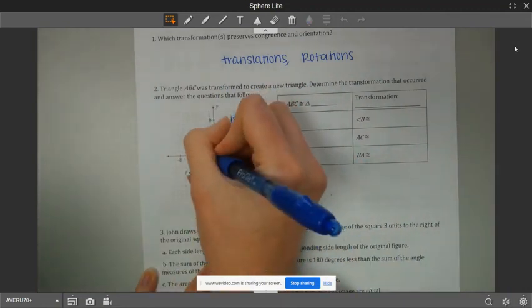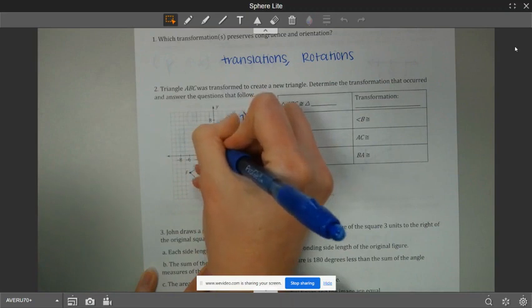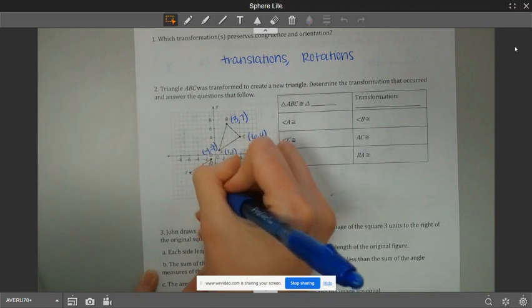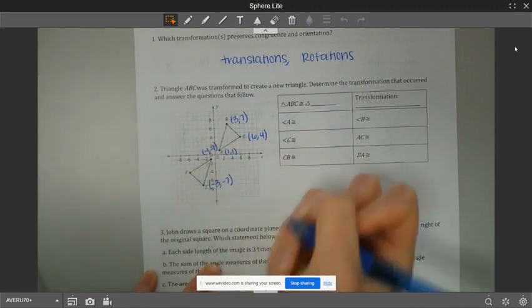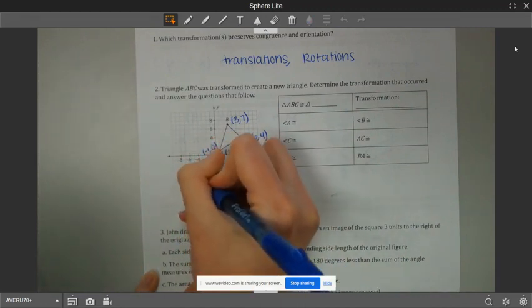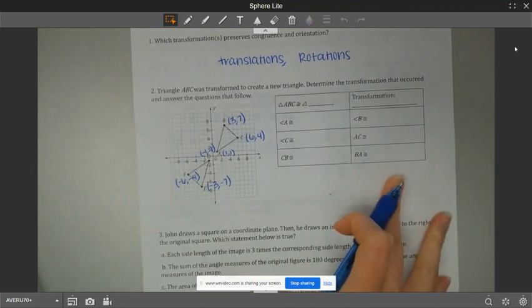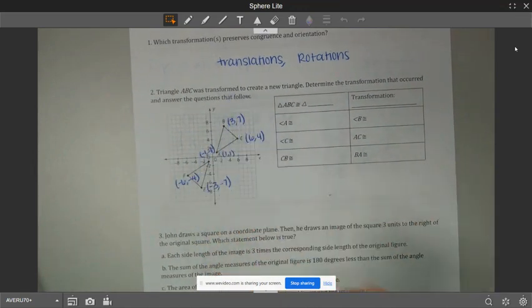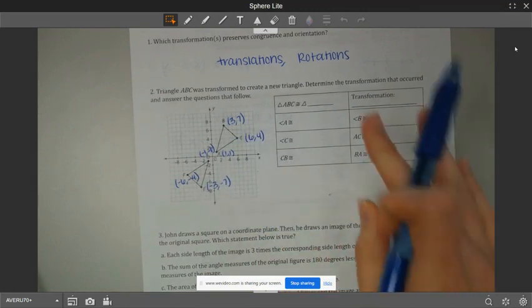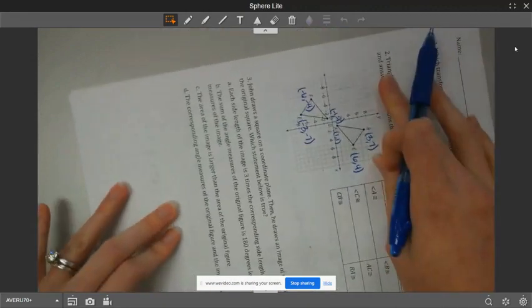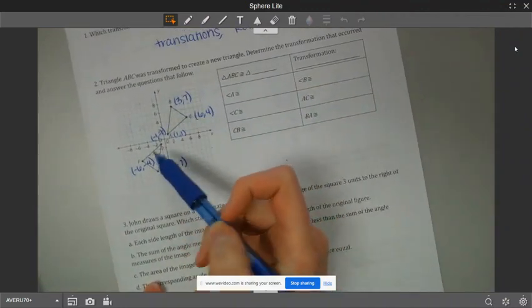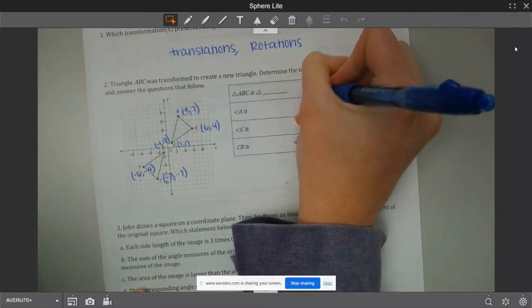To get to D, I went left 1, down 1, so (-1, -1). To get to E, I went left 3, down 7, so (-3, -7). And to get to F, I went left 6, down 4, (-6, -4). Okay, now I have my ordered pairs. If I think about what transformation occurred, I could either say it's a double reflection, meaning a reflection over the x and then over the y, or I can rotate it. A 180-degree rotation would create this triangle here. So our transformation is a rotation.